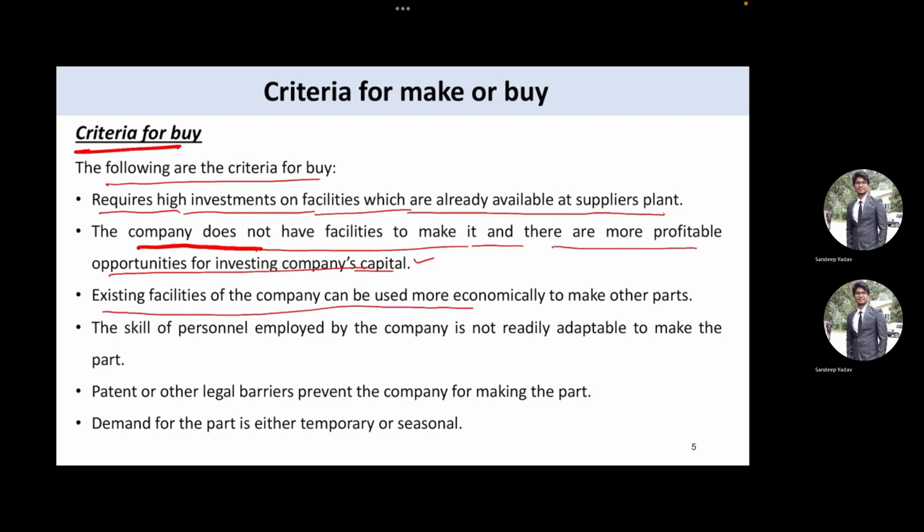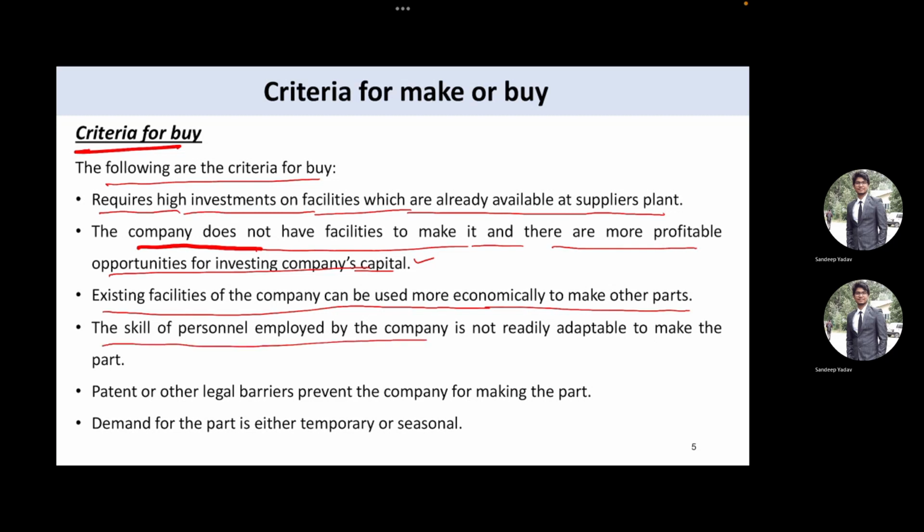Existing facilities of the company can be used more economically to make some parts. Suppose the company is making one product and has just a sufficient amount of raw materials and labor. If we have to increase the capacity to make a new product, then it is not advisable to make that product itself. It is advisable to buy it.